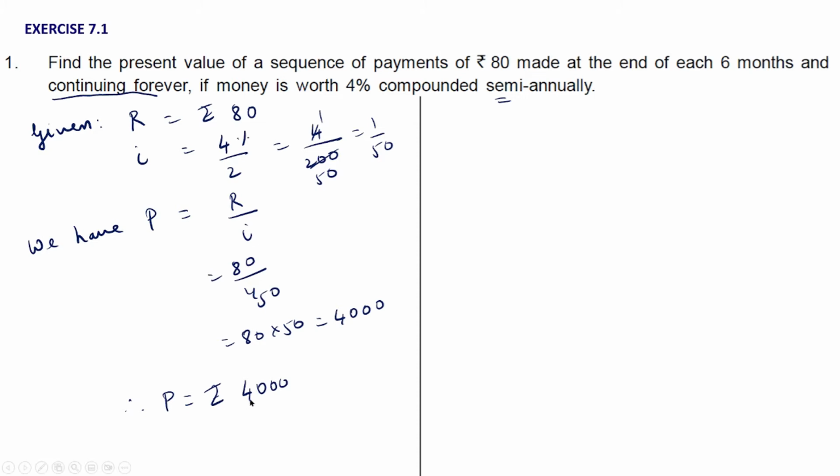So this is the present value of the sequence of rupees 80, which is made at the end of each 6 months, and money is worth 4% compounded semi-annually and continues forever. So here writing what is given and the formula carries 1 mark. Substituting the values and getting the final answer carries 1 mark. A total of 2 marks.